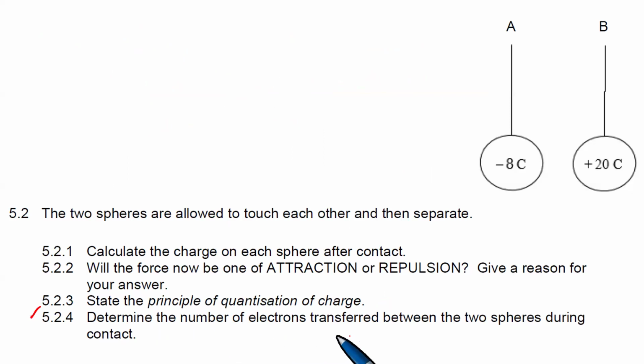Determine the number of electrons transferred between the two spheres during contact. Right, so to find the number of electrons transferred, we use the formula. What formula do we use for the number of electrons, Paul? It is the change in charge divided by the charge on one electron.